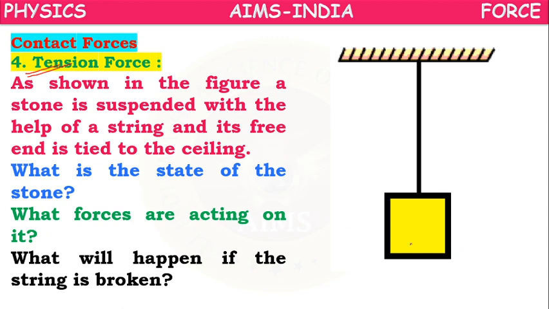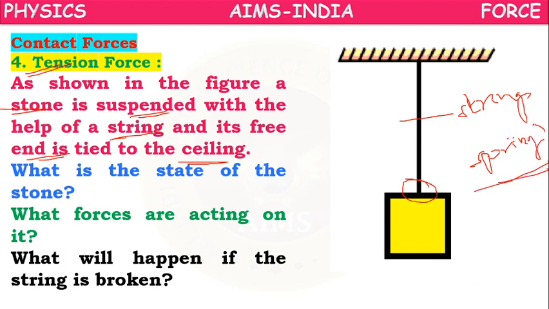So here, as shown in the figure, a stone is suspended with the help of a string and its free end is tied to the ceiling. So one end of this is the string, S-T-R-I-N-G. Here spring is different, children, string is different. Or the wire between the electric poles may be an example of string. String is different and spring is different.